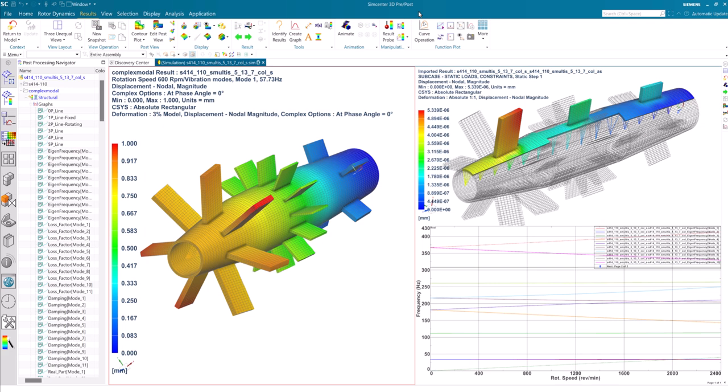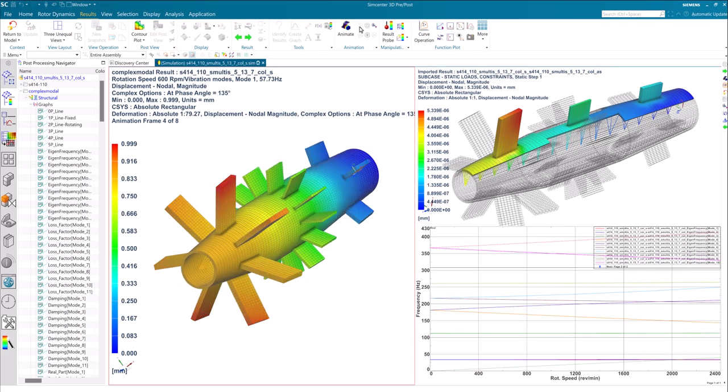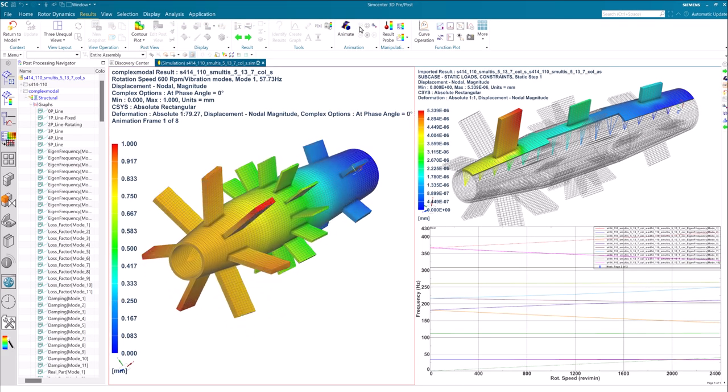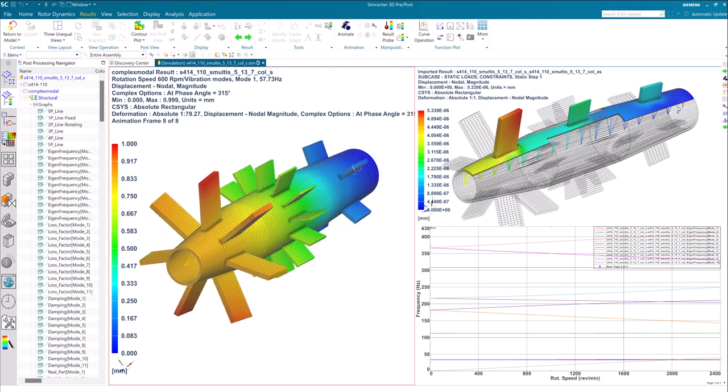Now you can use a Coleman transformation on cyclic symmetrical rotors with one or multiple stages to calculate complex modes for multiple harmonic indexes and give the results as output in a fixed reference frame.